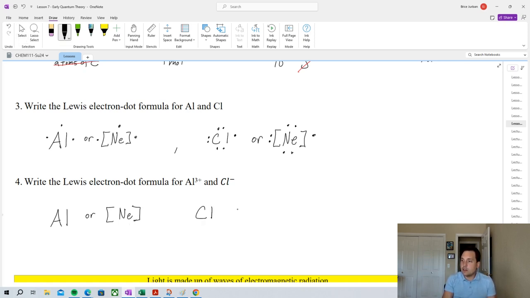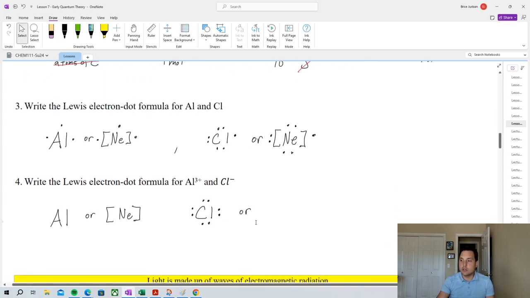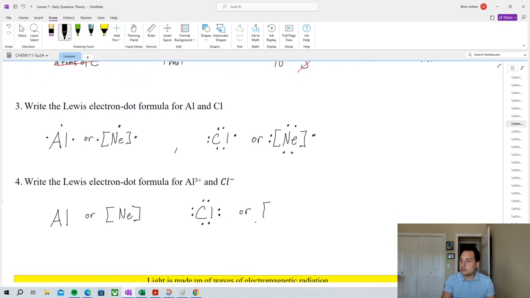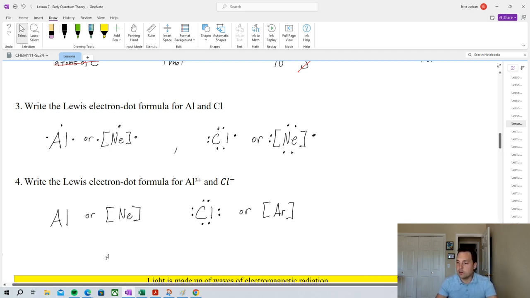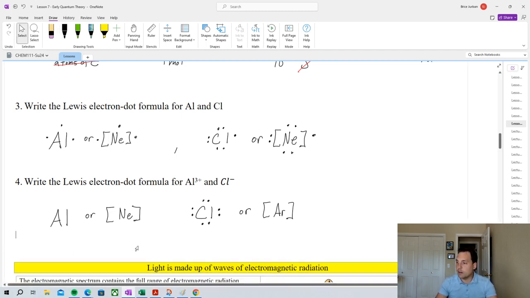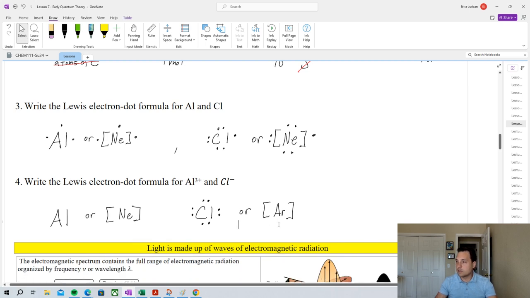And then for chlorine, here we have a negative charge, so we're going to add 1 more electron. That's going to fill up our octet, fills up all of our valence electron spots, and it gives us the core notation for the next noble gas. So the next noble gas is argon. All right, so having a periodic table here is pretty helpful. I have a lot of these in my head, so I'm not really looking at the periodic table, but you might need to for some of these.